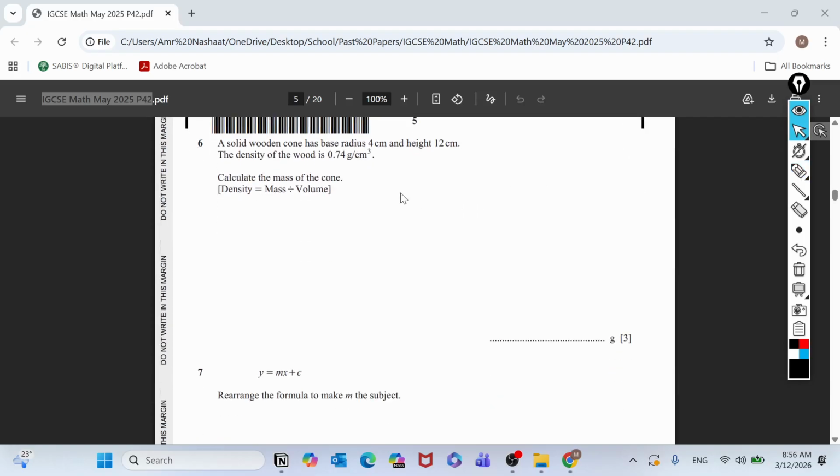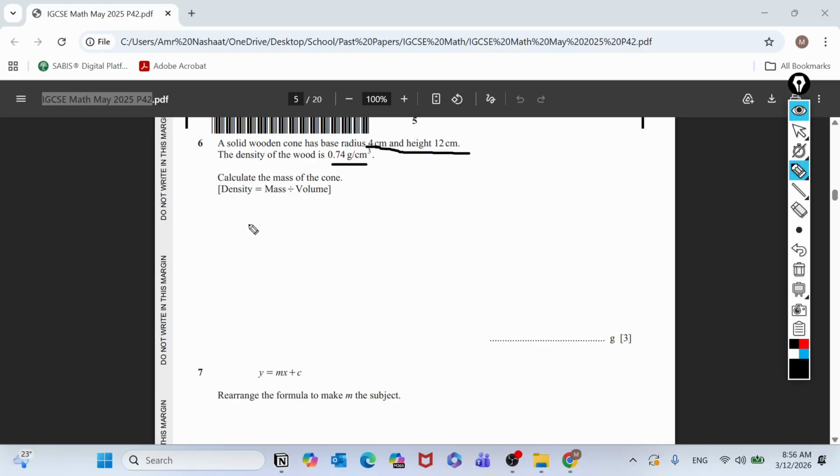Okay, a solid wooden cone has a base radius of 4 centimeters and a height of 12 centimeters. The density of the wood is 0.74 grams per centimeter cube. Calculate the mass of the cone. And they gave us density equals mass divided by volume. From the radius and the height, what can we find? We can find the volume, and they gave us the density, so we're going to find the volume and the density, and then we're just going to find the mass.